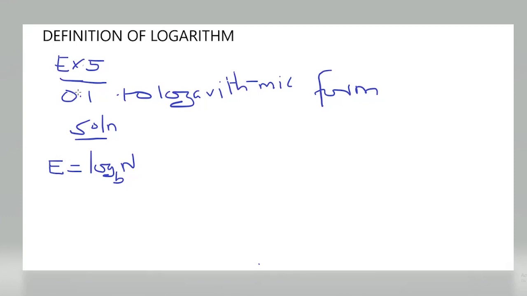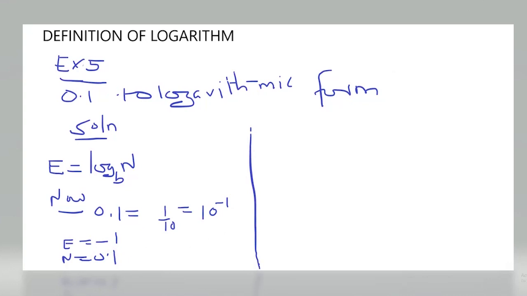Now write 0.1 in exponential form. You should remember that 0.1 is equal to 1 over 10, because 1 divided by 10 you get 0.1. This can also be written as 10 power negative 1. From this expression I can say our exponent is equal to negative 1, our number is 0.1, and our base is 10.